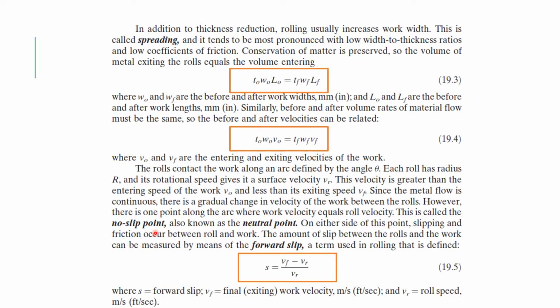Other than that, the no slip point is also called the neutral point. The amount of slip between the roll and the work can be measured using the forward slip. The equation for the forward slip is S equals V final minus V of the roller, over V R. So then you get the forward slip equation.